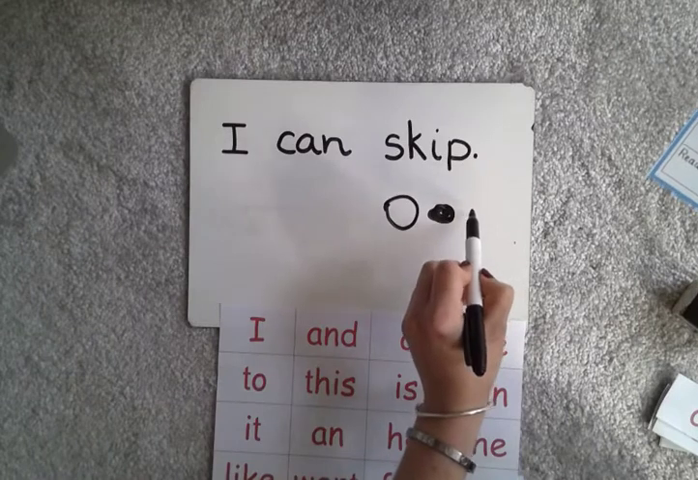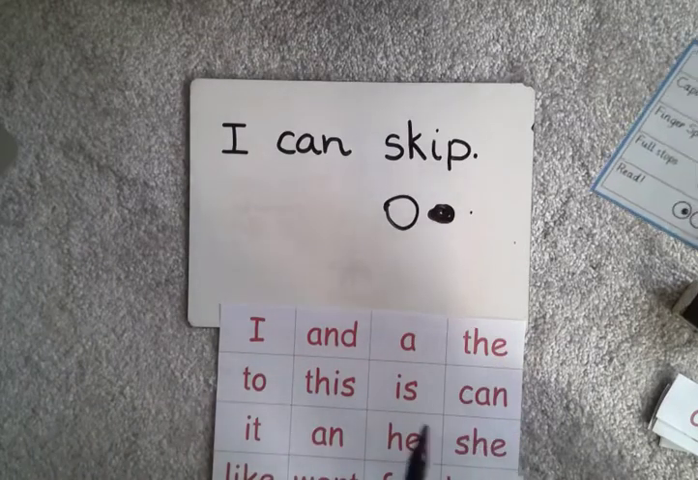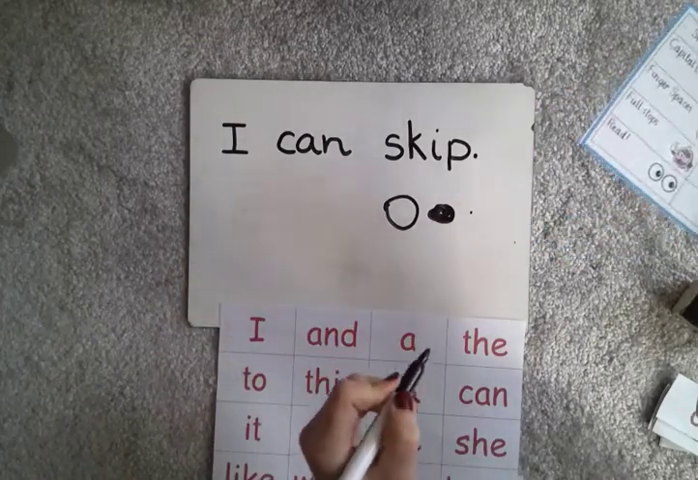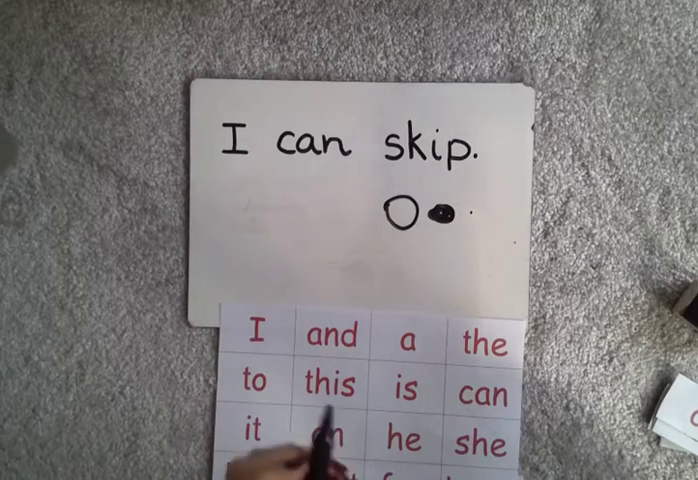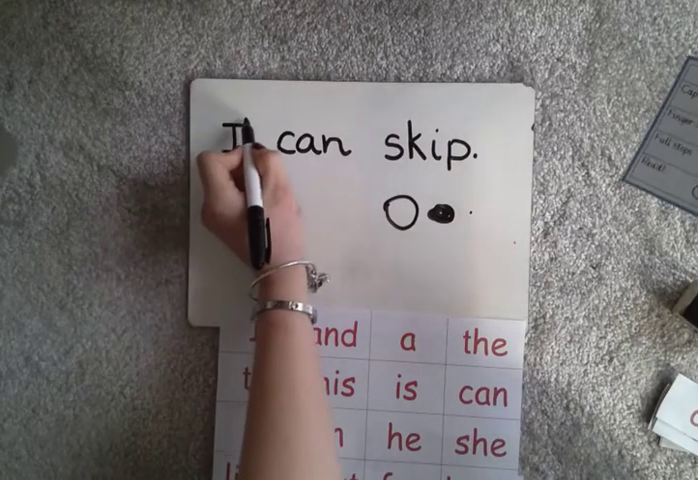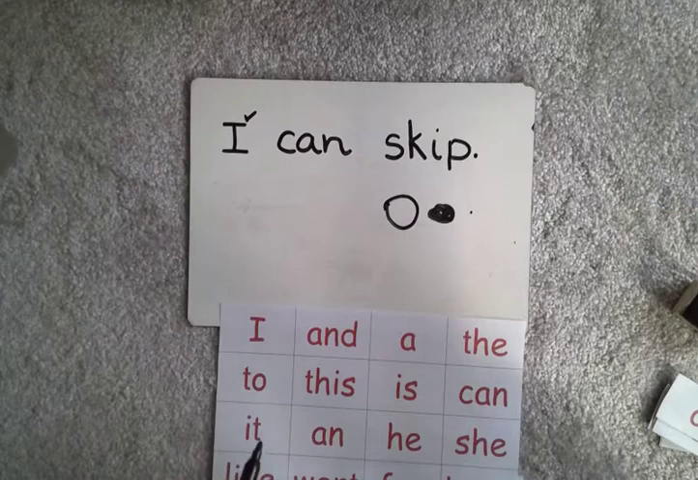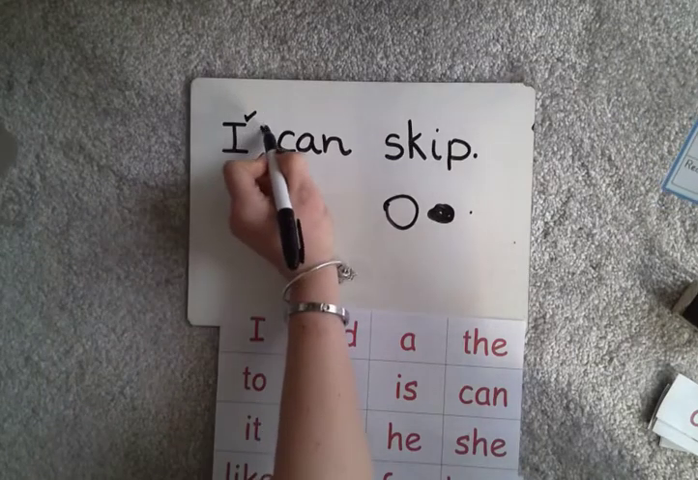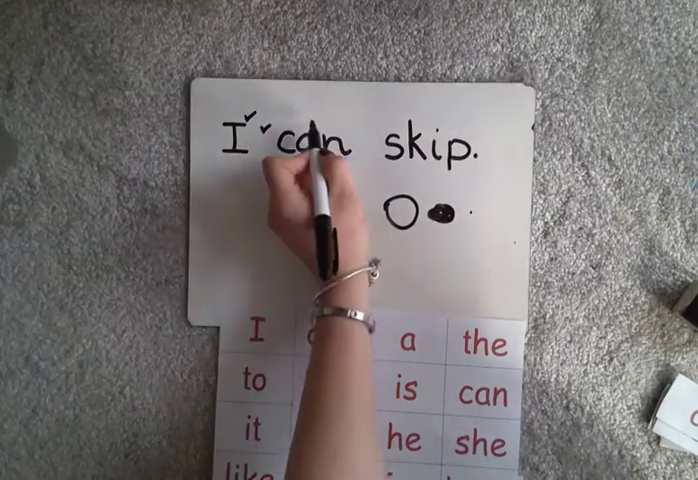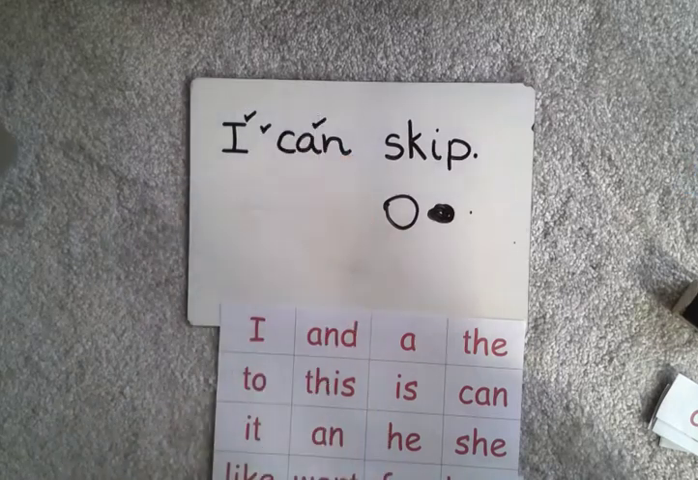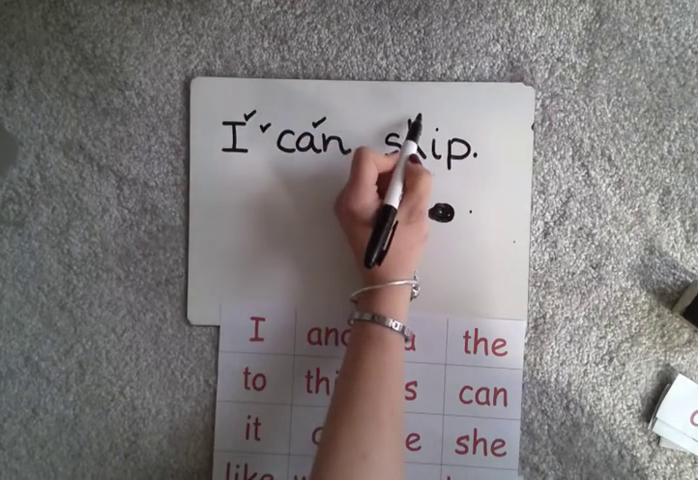Tick your capital letter at the start. Tick if you've remembered your finger spaces. Tick your can. And tick if you have sounded out skip. Okay? And then tick your full stop. Remember, it's tick or fix.